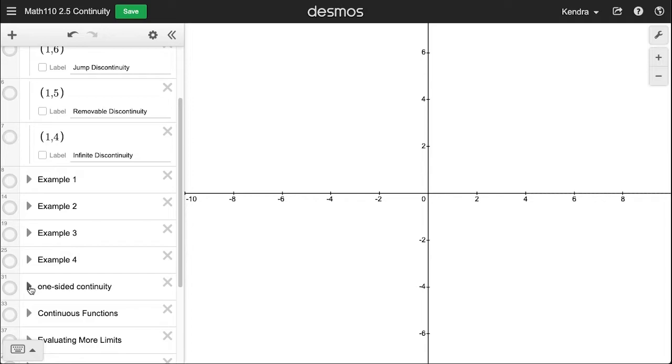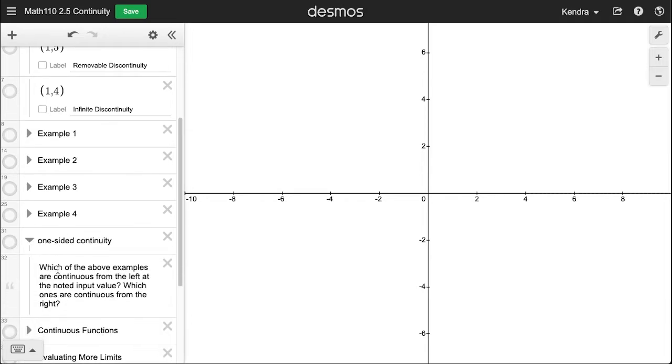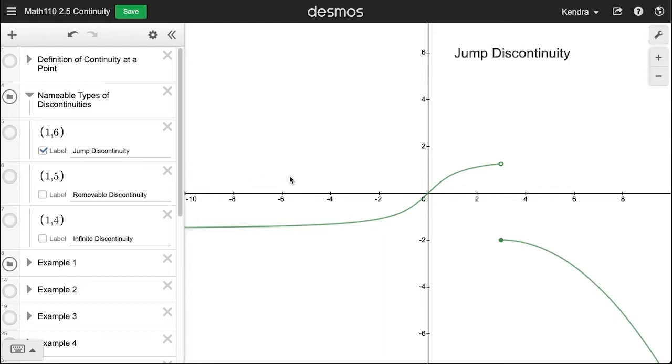Now here's a question. There's a concept of continuity from the left and continuity from the right. And can we actually see which ones are continuous from the left and which ones are continuous from the right at the specific input variable? So let's look back at example 1. And so this one, it's a jump discontinuity, remember. I'm just going to label that.